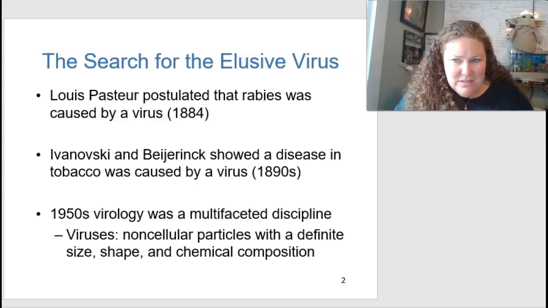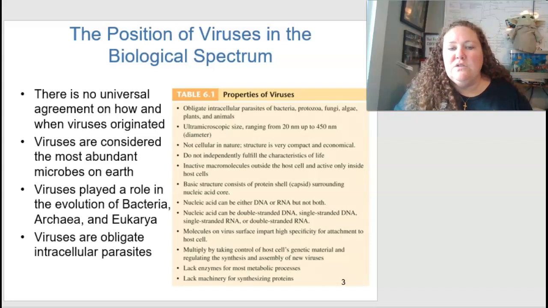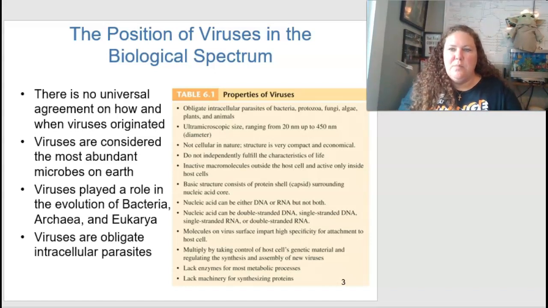So, what are viruses? Well, viruses are non-cellular particles with a definite size, shape, and chemical composition. So, what is the position of viruses in the whole biologic spectrum? Well, there's no universal agreement on how and when viruses originated, and viruses are considered to be the most abundant microbes on Earth, which is kind of scary. And viruses also played a role in the evolution of bacteria, archaea, and eukarya, and viruses are obligate intracellular parasites.